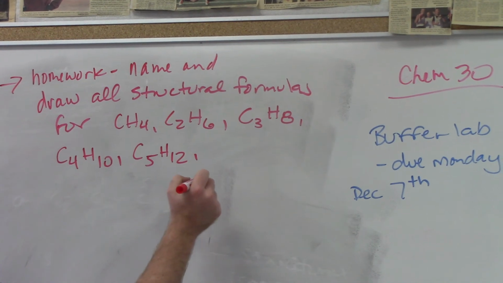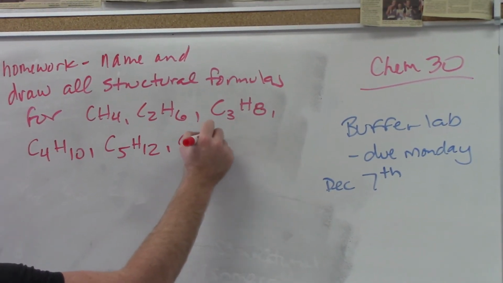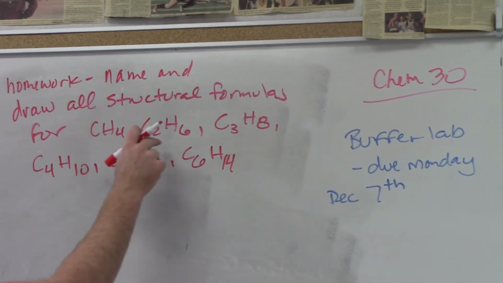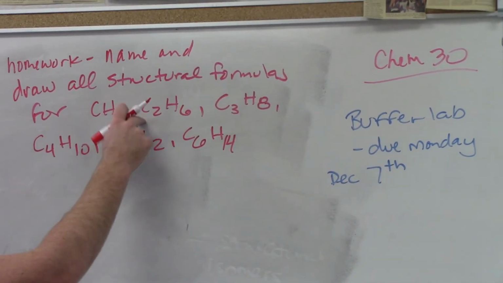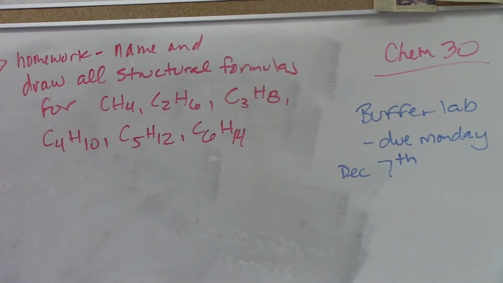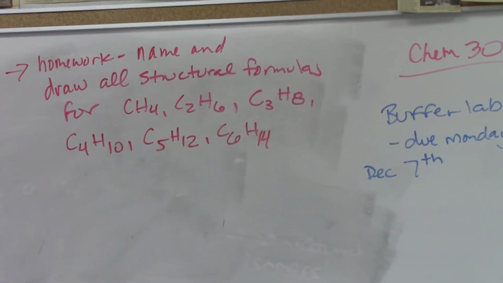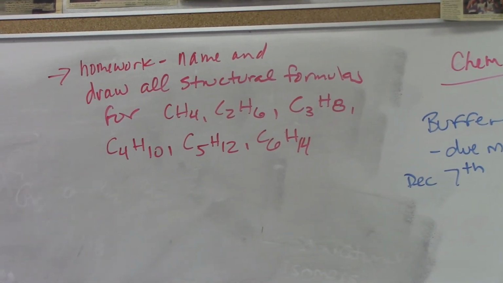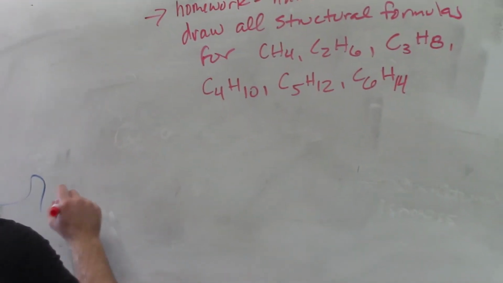C5H12, and C6H14. Now I've already kind of done this, but this is a homologous series, right? Because they all have the same properties, and they increase by the same amount each time. Okay, so do that on your own. But let's do a few more here. So examples.